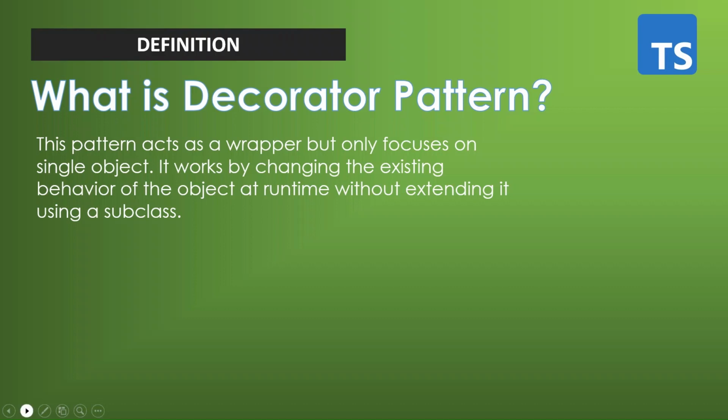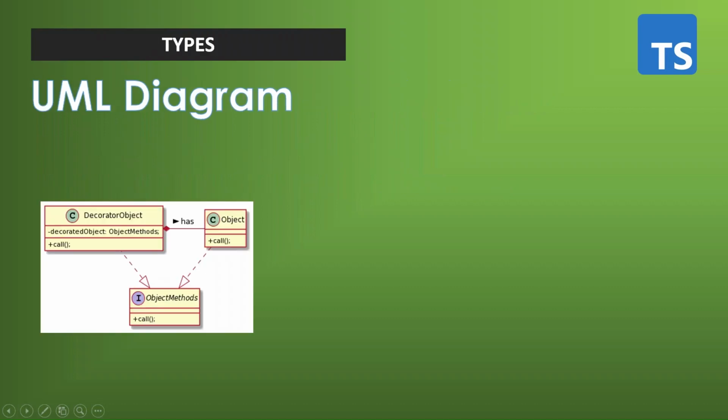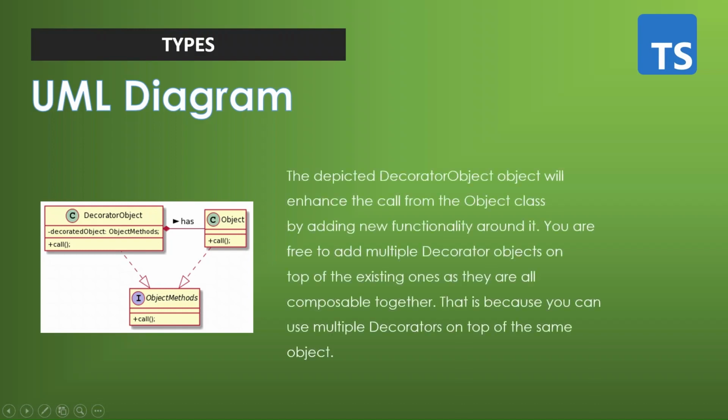Now let's see the UML diagram. You can see there is a decorator object that has the object which will be decorated, and then there's an interface having the object methods. The decorator object will enhance the call from the object class by adding new functionality around it. You are free to add multiple decorator objects on top of the existing ones as they are all composable together. That is because you can use multiple decorators on top of the same object.